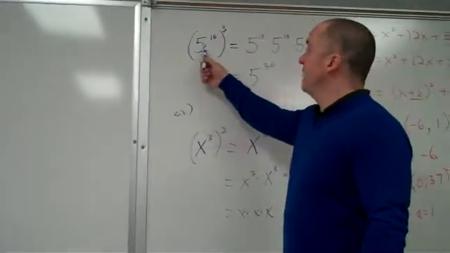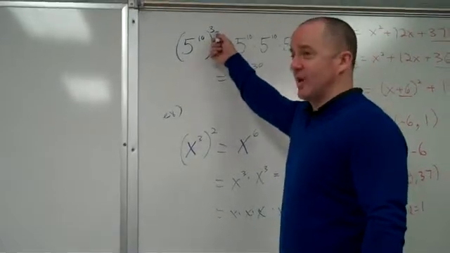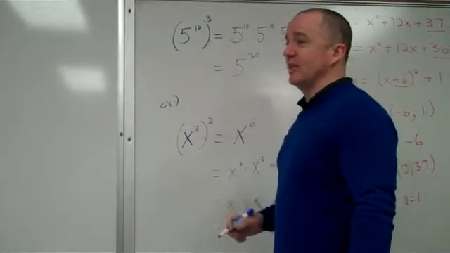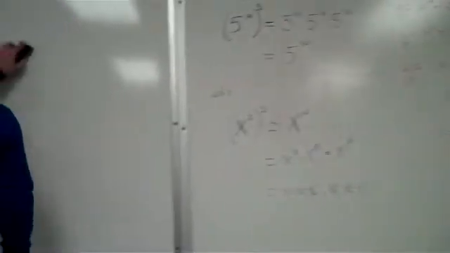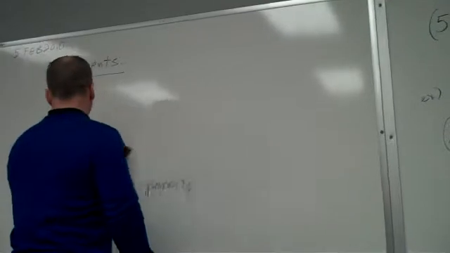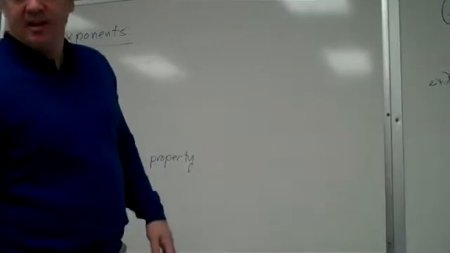Here, we have a base, a power, and it's raised to another power. And that's when you multiply. So you have to know which case you're starting with. Here's another property that we're going to do, which your book calls the power of a product property.